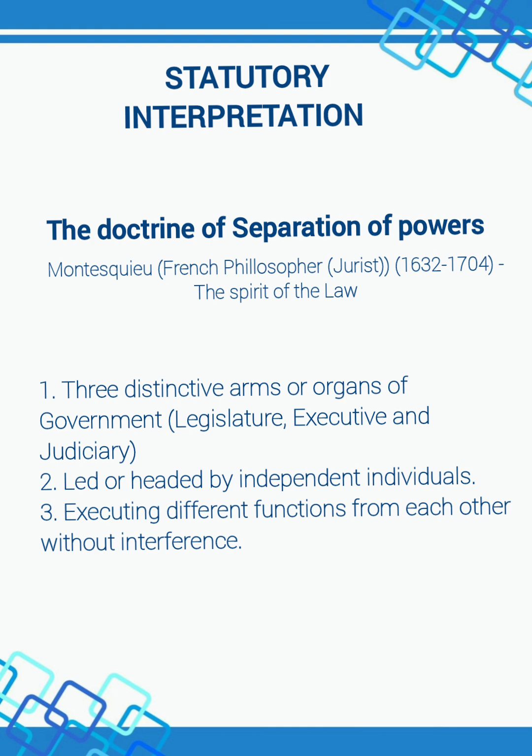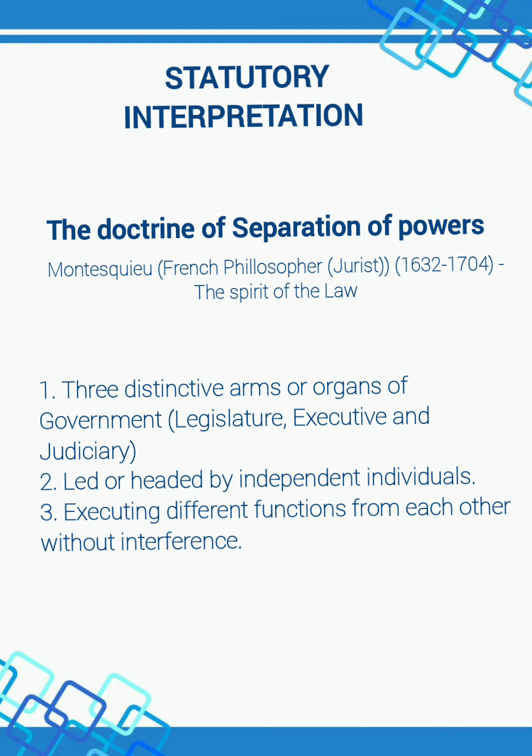That's one. Then 2, he tells us that these 3 arms of government should at least be led by 3 different persons or independent individuals. For instance, the executive should be led by a different person. So should be the case with the judiciary and the legislature, right? Then lastly, he tells us that the 3 arms of government should have different functions, right? Should execute their functions independently. So this takes us to the functions of each arm of government.